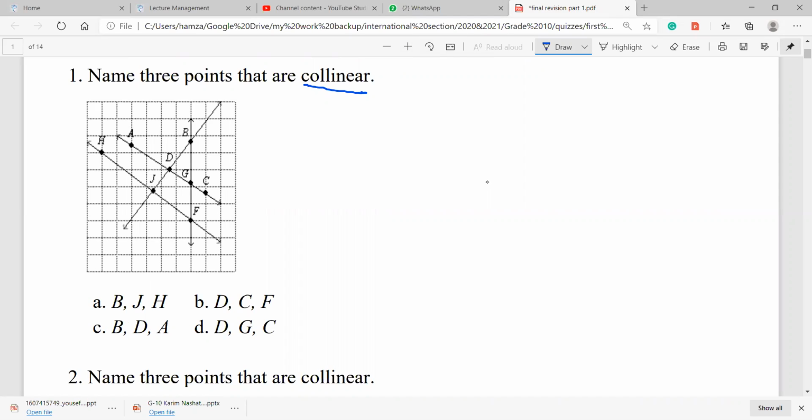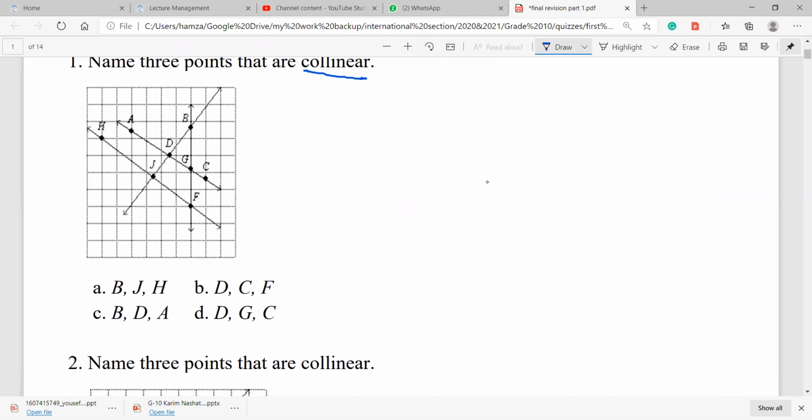We want three points, and they are what? Collinear. That means they are on the same straight line. Okay, guys. So PH, B, J, and H, they are not on the same line, so it doesn't work. D, C, and F, they are not on the same straight line, so it doesn't work.